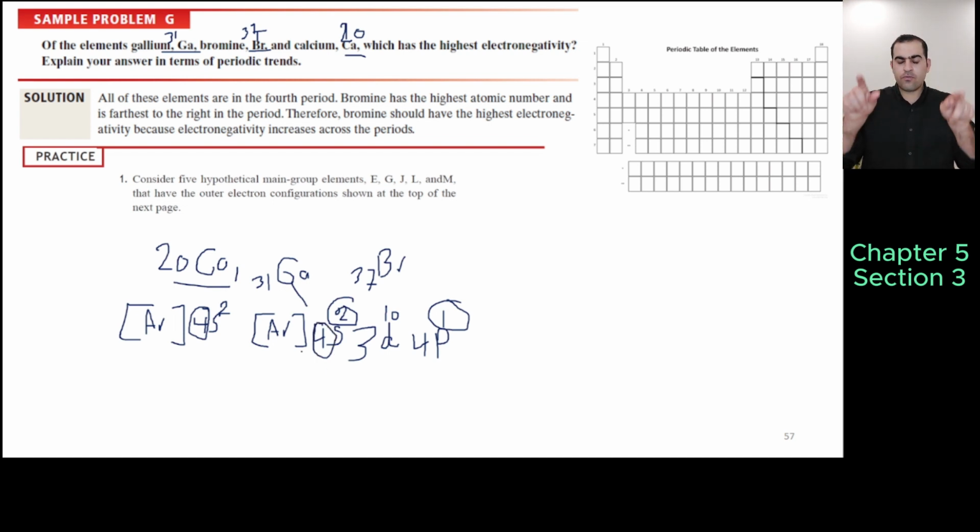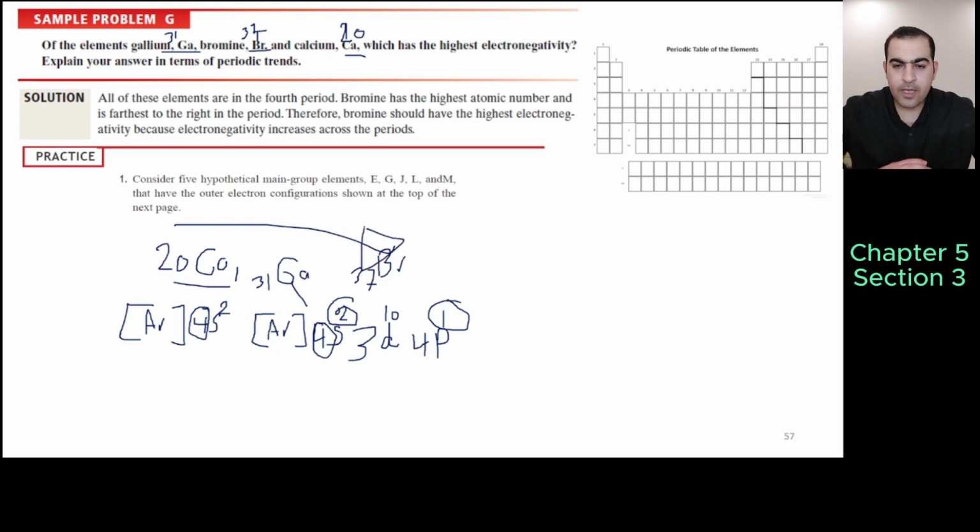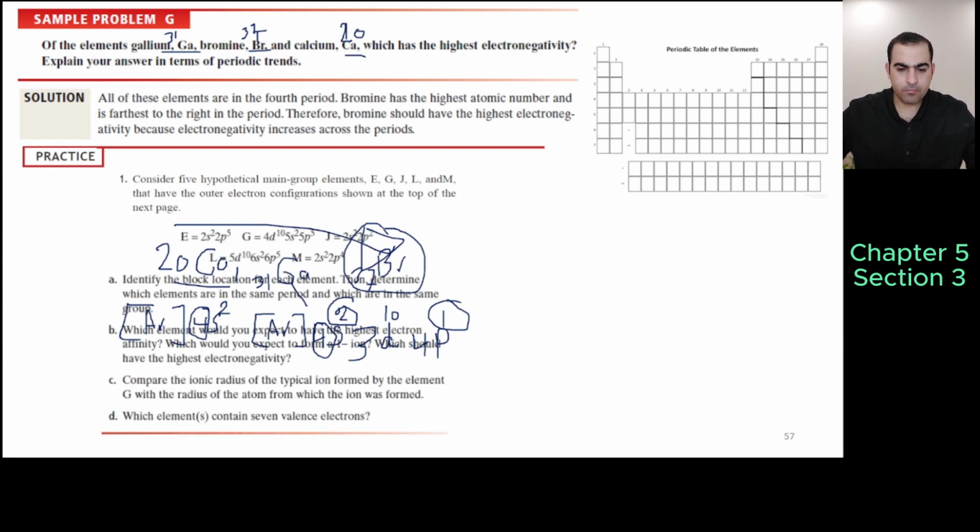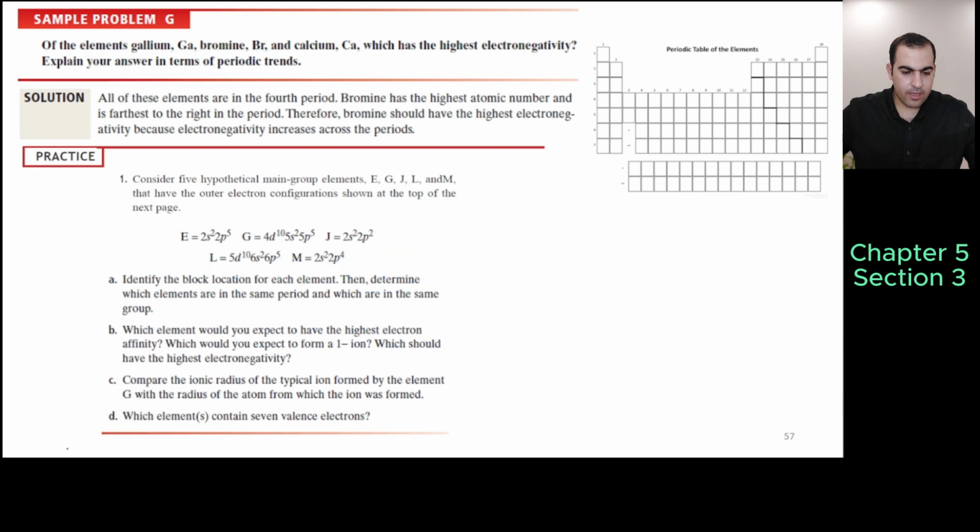Just do it for 2 of them. You understand they are in the same period, not the same group. Across the period, it's all about which one has the highest electronegativity. Across the period, electronegativity increases. When it increases, we say the highest one is bromine. Okay, that's it. I think we solved the question like that.